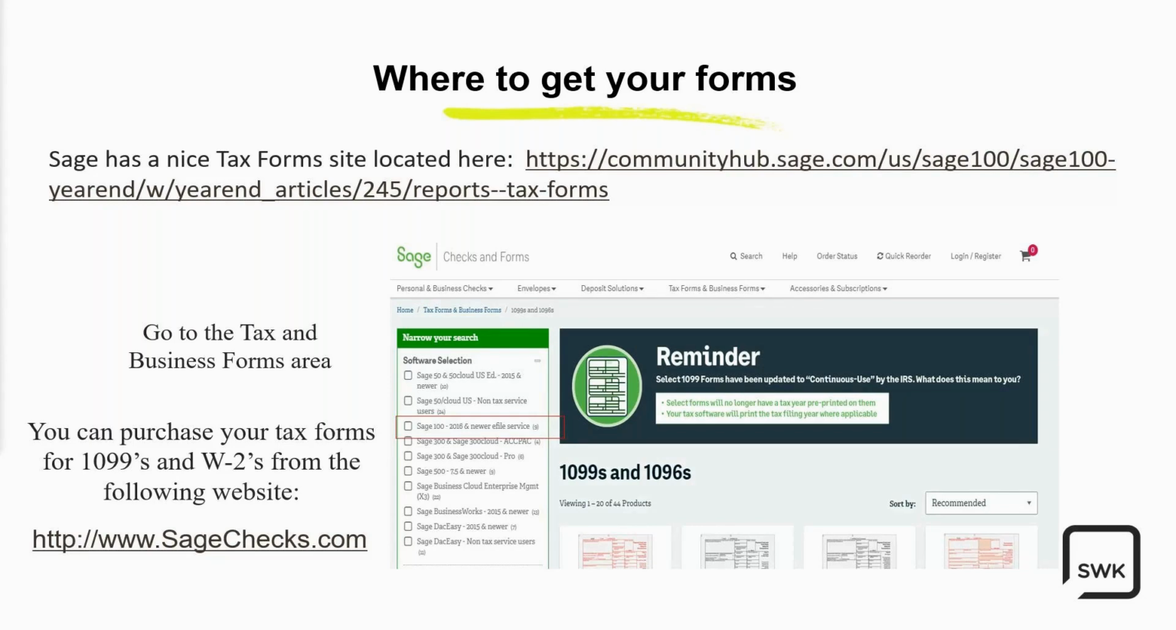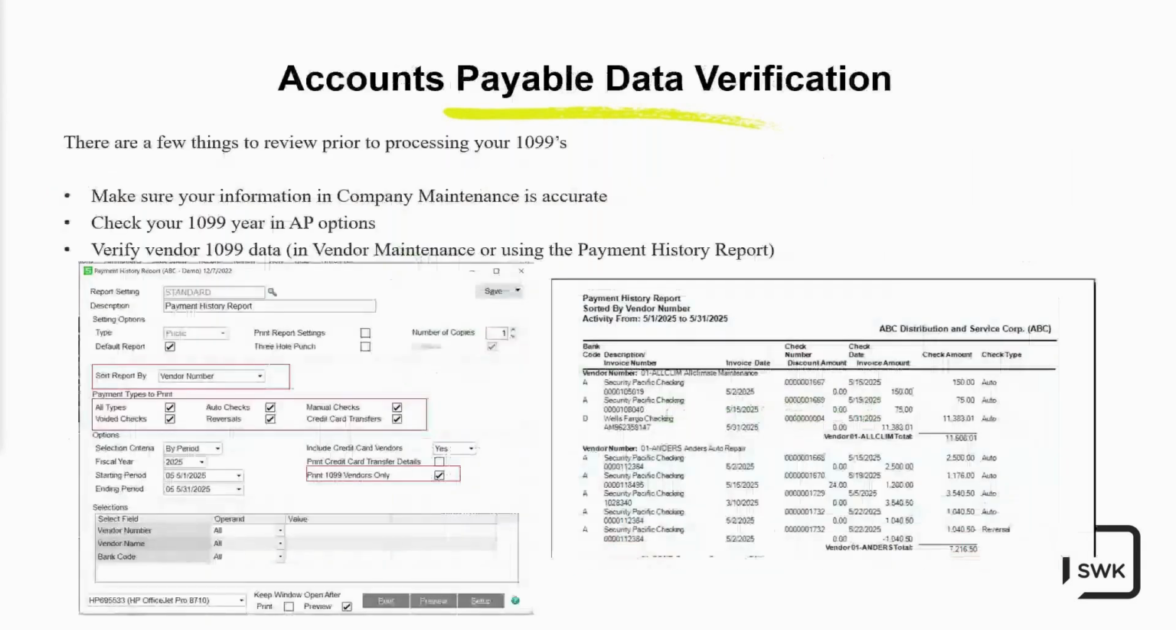But there is a direct link to sagechecks.com, which is the place that you can purchase your 1099 or W-2 forms. So when you go in there, you'll see at the top in the middle, there's something called tax forms and business forms. If you click on that, you'll be able to choose 1099s or W-2s. And then on the left-hand side, you'll be able to narrow your search by your software. So you're going to choose Sage 100, 2016 and newer, eFile service, etc. So you'll just choose that option, and then it'll bring up the forms that are appropriate for Sage 100 in your version, and you can purchase those right there.